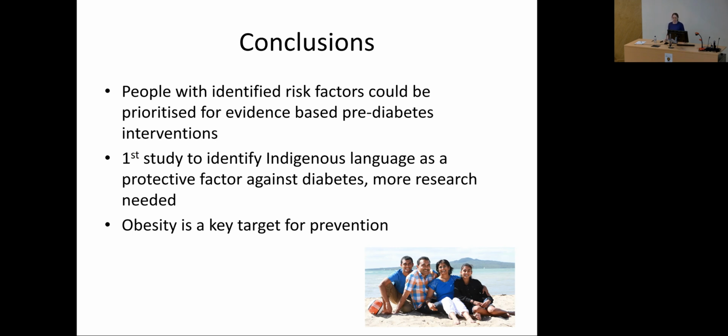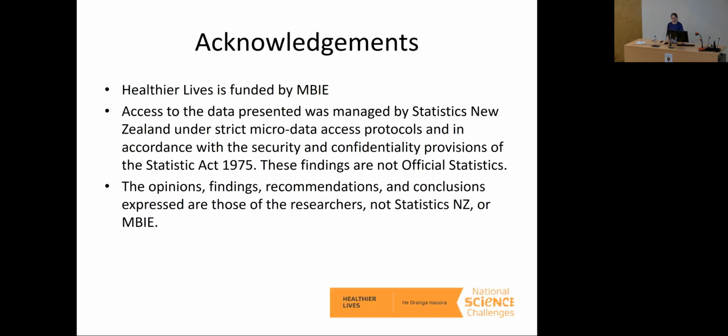And yeah, if anyone wants to do it, go for it, and I can put you in touch with people. But the IDI opens up a whole lot of work that could be done looking at language in Te Reo in New Zealand. Obviously really important and of real interest in policy making circles as well. And of course, obesity being a key target for prevention was confirmed here.